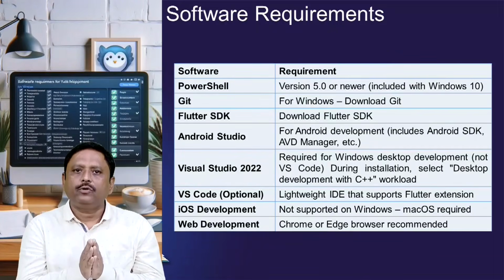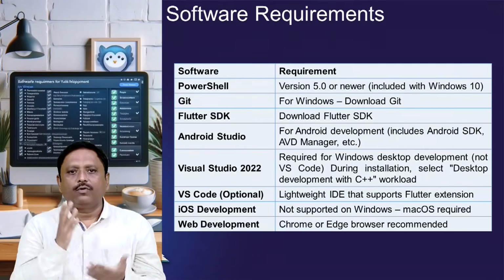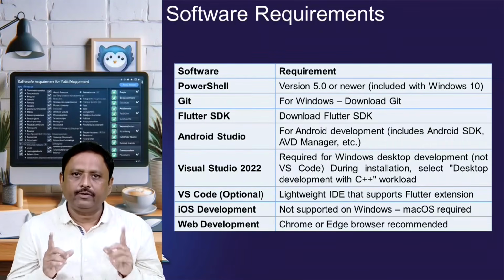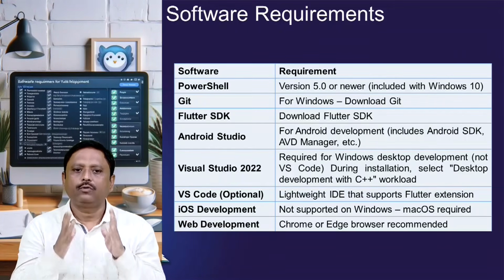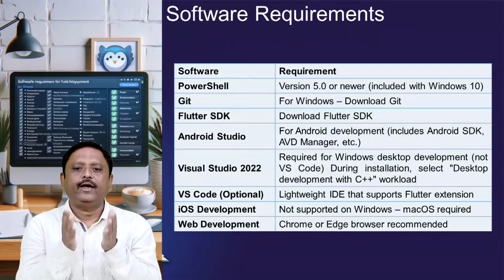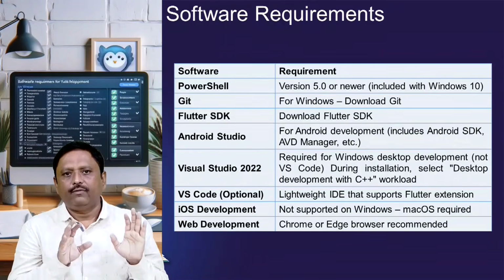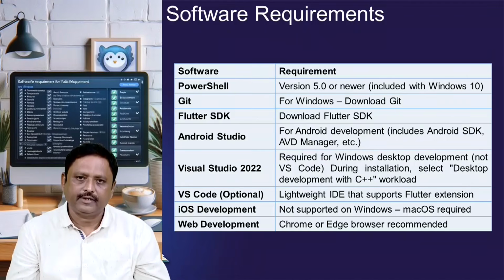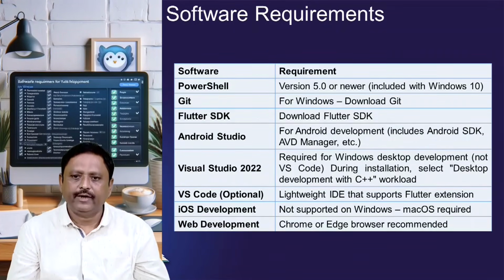Remember, Visual Studio and Visual Studio Code are two different software or IDEs. For Windows desktop application development, we require Visual Studio 2022, and for other applications we require Visual Studio Code. Visual Studio Code is a lightweight IDE that supports the Flutter extension so that you can write a Flutter app directly inside Visual Studio Code. And for iOS development, we must have a Mac operating system. Windows is not supported. For iOS development, we must have Mac OS.